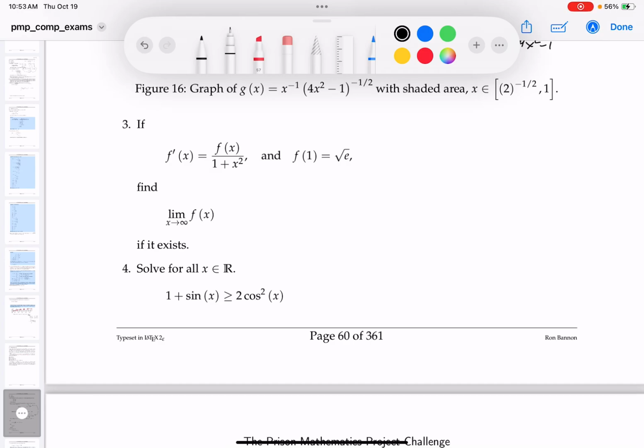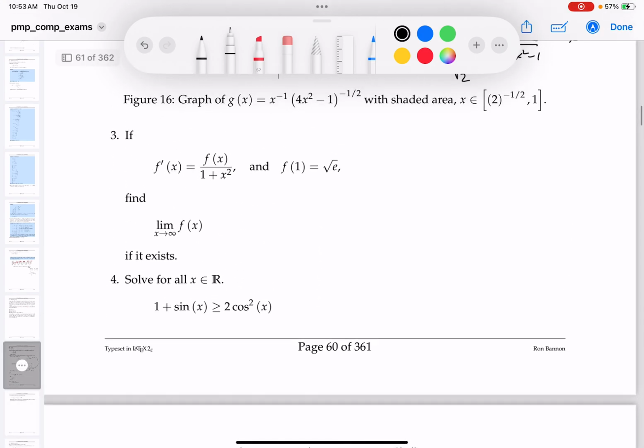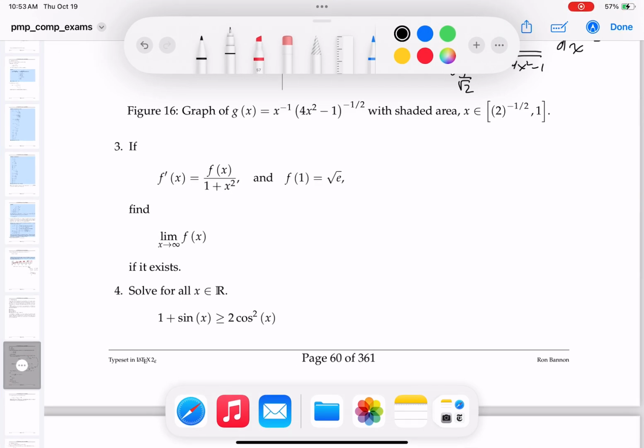Okay, I'm looking at number 3, and they're giving me a derivative, and the derivative involves a function over there. They say f of 1 evaluates to the root of e, and they ask me for a limit. And someone says I'm totally confused. Part of being confused is just maybe writing things down and realizing that if you start to write things down, maybe you'll see something.